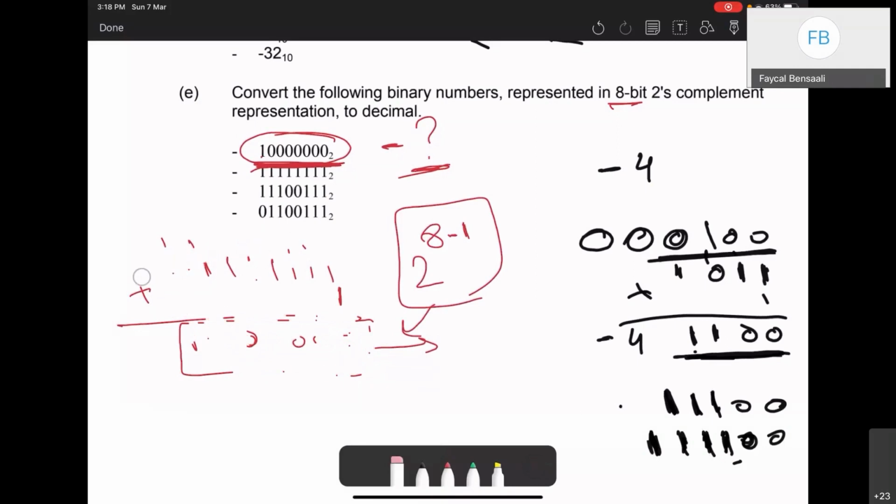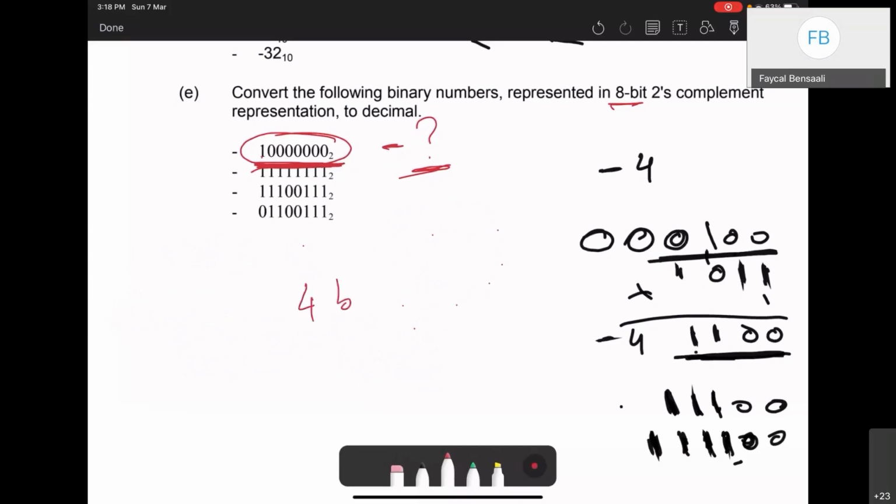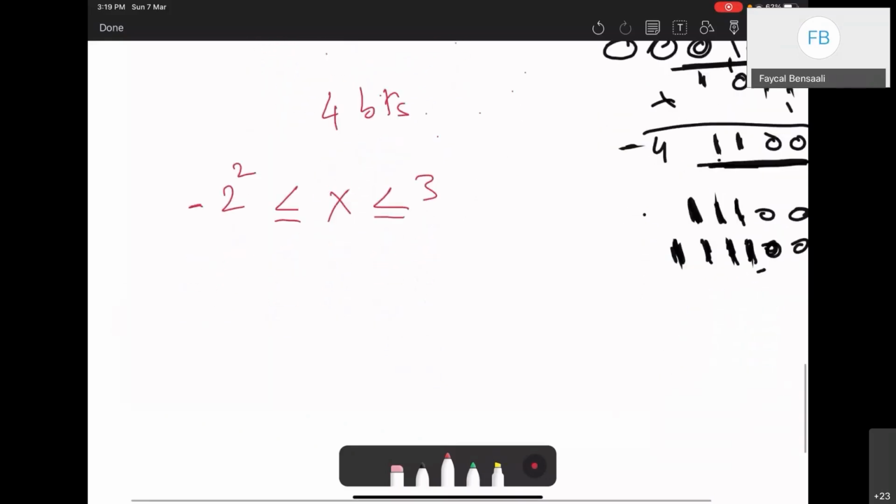Let's give you another example, just to avoid confusion, because this goes into the limit. I don't know if you get my point or not. Let's do 4. If I use 4 bits, what is the range? If we work with positive and negative numbers, x is less or equal to 3. So we know that this is 0. It should be minus 2 power 3 though.